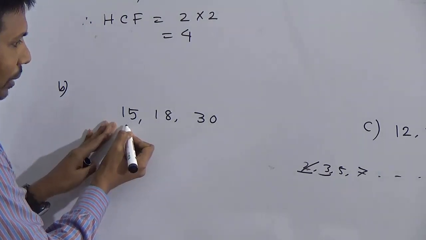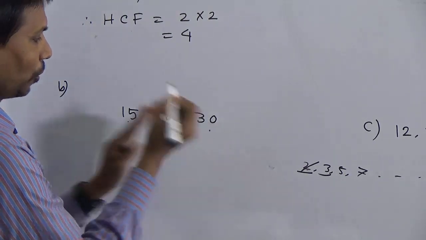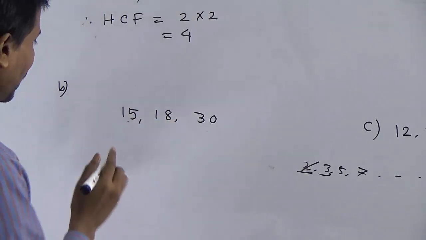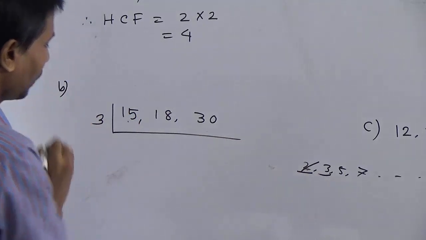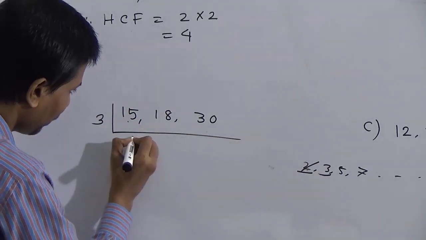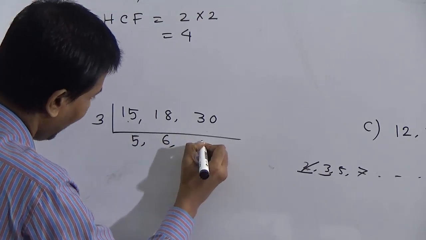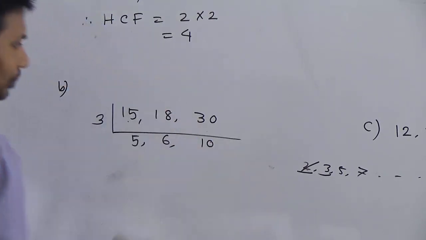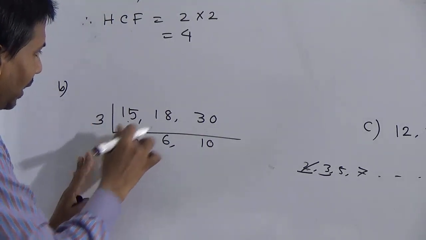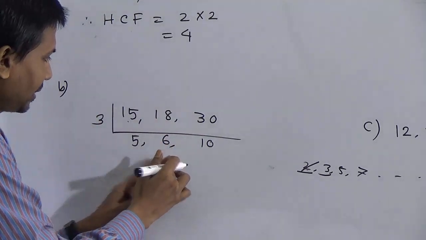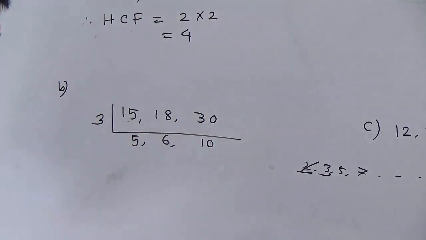Carefully look, by 3 this is divisible, and this is divisible. So now you select 3. You divide 15 by 3, then you get 5. Similarly, 18 by 3, then you get 6. 30 by 3, then you get 10.